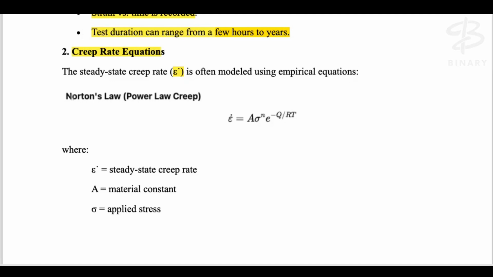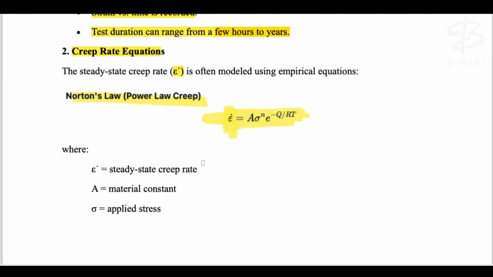It is known as the power law, or Newton's law. I have already shown you in the last slide. So what is the equation? The strain rate epsilon dot is equal to A times sigma to the power n, multiplied by e to the power of minus Q divided by RT. It is known as an empirical equation, and is given by Newton's law of empirical equations.